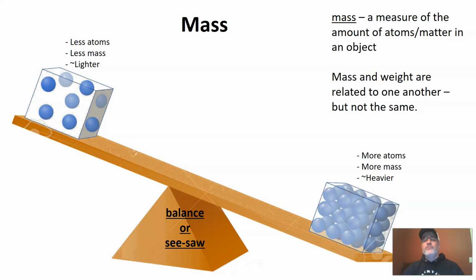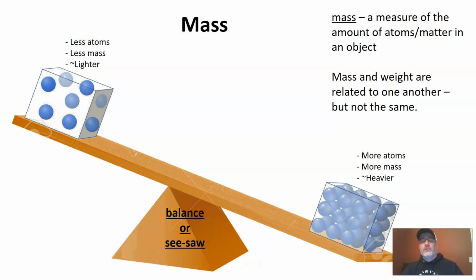Now, it is true mass and weight are a lot alike, but they are not the same thing, they're only similar. And really for now, we can say that something that has less mass is lighter, whereas something that may have more mass is heavier. And that's not a terrible place for you to be thinking for now. So mass, a measure of the amount of atoms in an object.